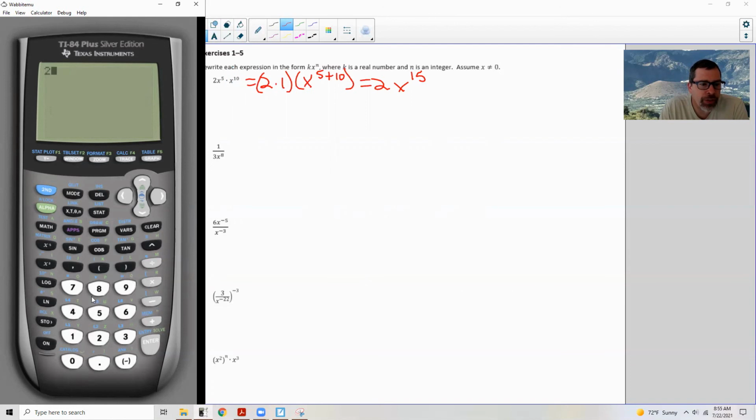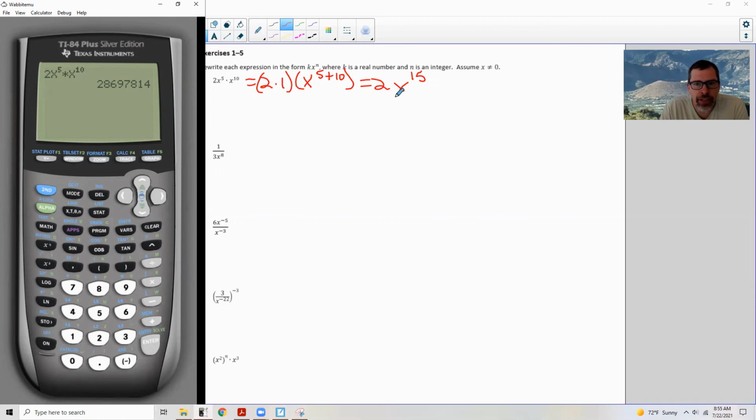So then I put my original problem in, 2x to the 5th power, okay? And I'm going to say times x to the power of 10. So there's the original problem, 2x to the 5th times x to the 10th. And I hit enter. And I got this really big number, 28,697,814.